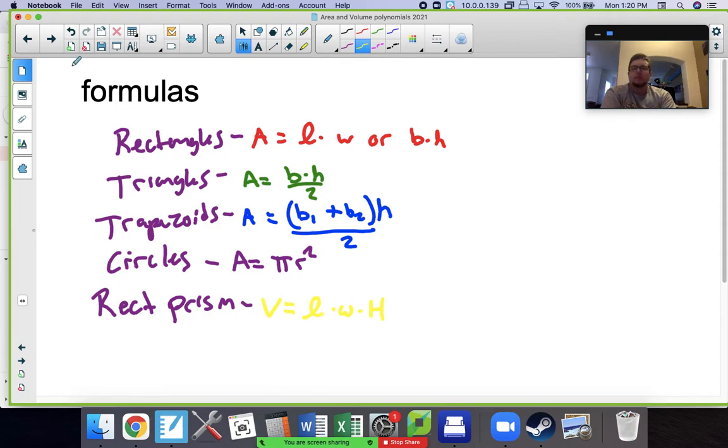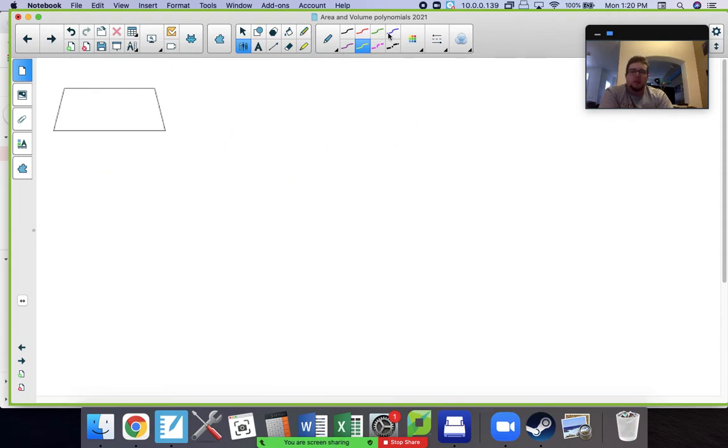All right, so start off, let's look at a trapezoid. Remember, base 1, base 2 are the top and bottom, or the parallel sides. Let's say this is 2x plus 1, and this one down here is 4x plus 3. And then we have a height of x plus 4.